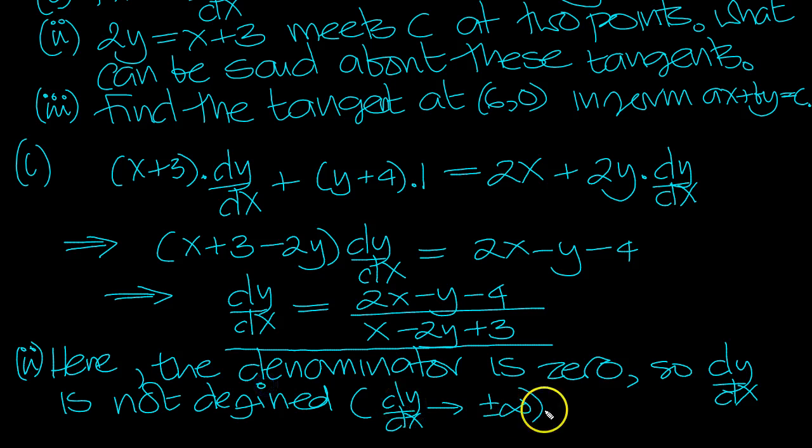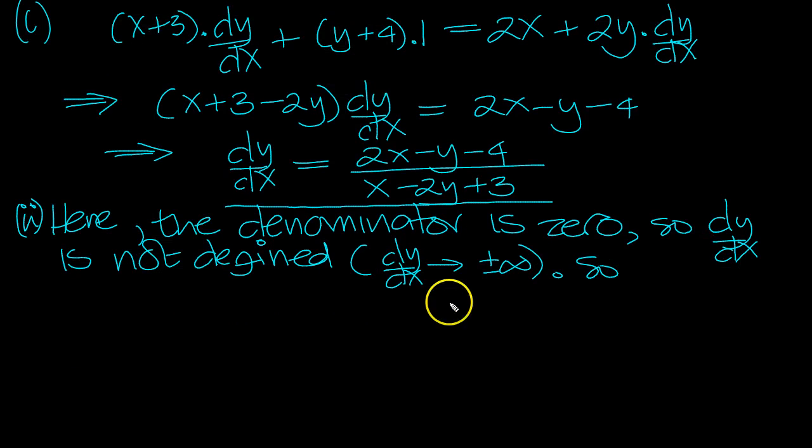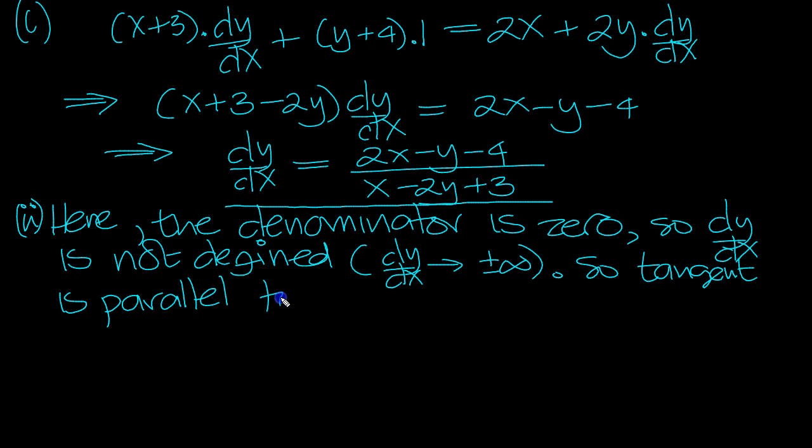So it's not defined. So the gradient will be infinite, so the tangent is vertical, isn't it? It's parallel to the y-axis. Its gradient is infinite. Tangents are, because there's 2 of them, parallel to the y-axis.